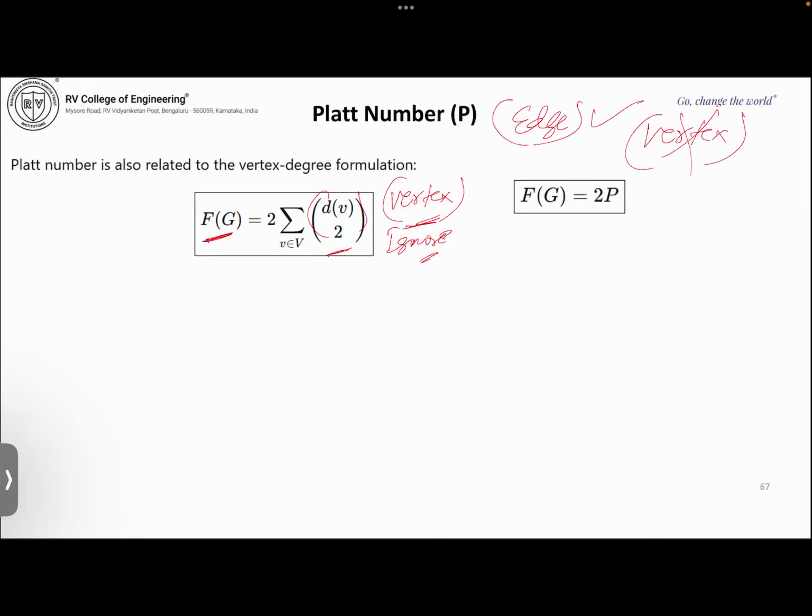So overall, this F of G, the Platt number, is also equal to 2 into P. P is actually the normalized Platt number. So generally, this is the advanced one. The Platt number is represented by P in recent days. Earlier, in most of the textbooks, the Platt number was represented only with F of G. But now we are representing it by using P. So P is just half of F of G, the normalized Platt number.